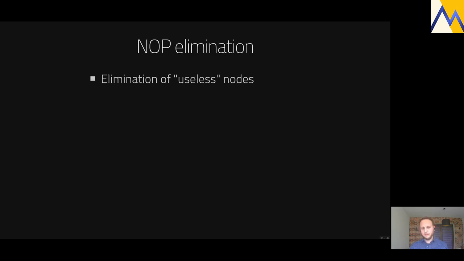Another example, in nGraph in particular, is called NOP elimination. You could also call it no-op elimination. So basically, elimination of useless nodes. So what's a useless node? Suppose we have a conversion operation, like a static cast from int to int. This makes no sense, but it will actually require the framework to allocate an input tensor and an output tensor and copy some data. So you're wasting CPU cycles, you're wasting memory. Such an operation can be just removed from the original graph without consequences.